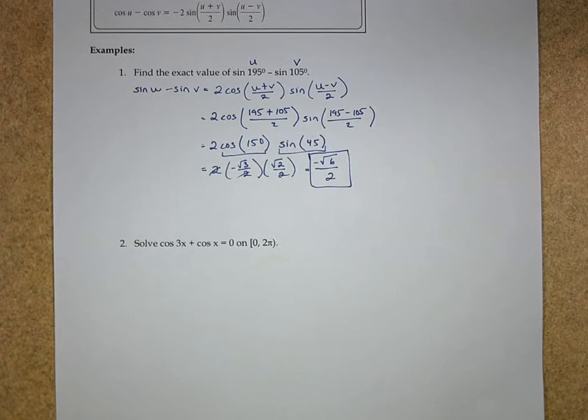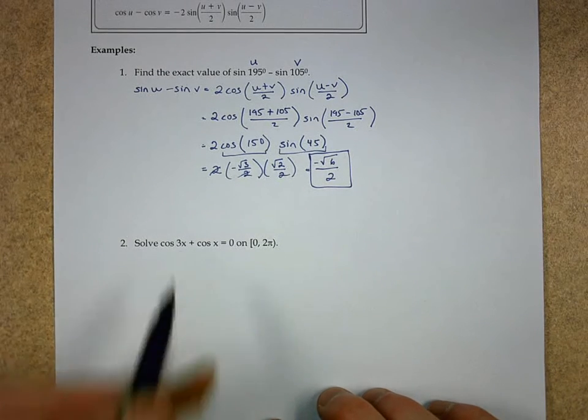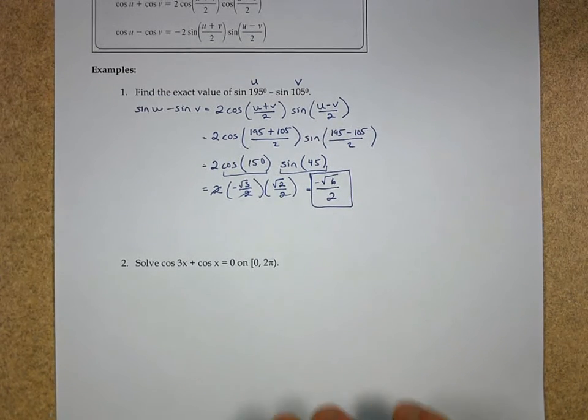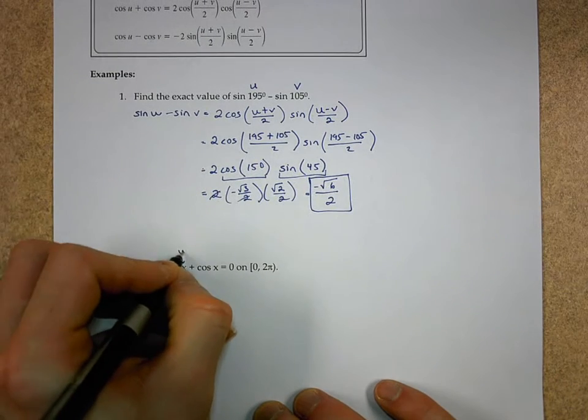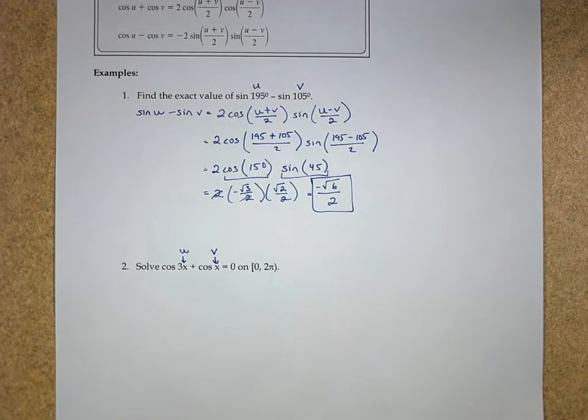So instead of using one of those formulas, we can see we are adding two different cosines together, which is going to be a sum to product formula setup. So here, my u I'm going to let be 3x, and I'm going to let my v be x.